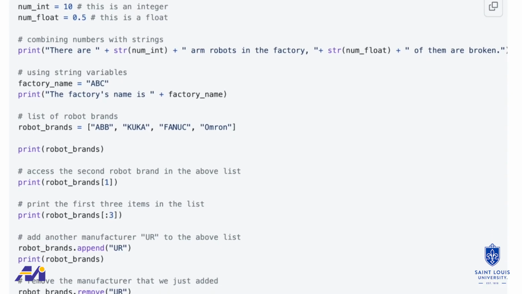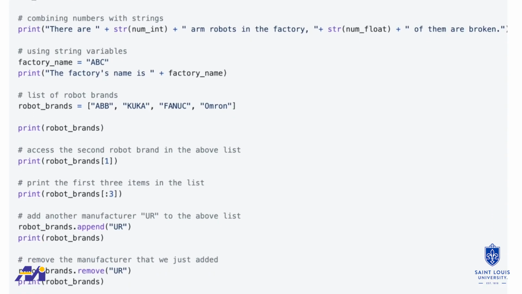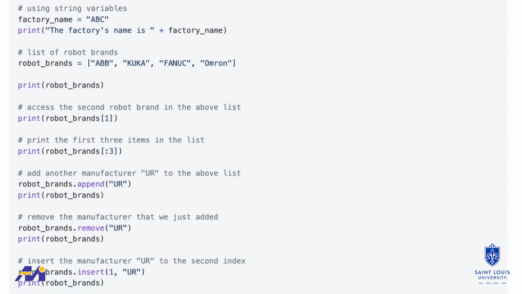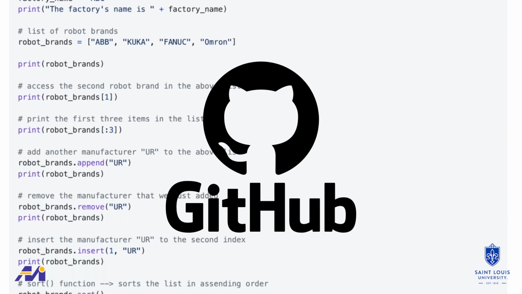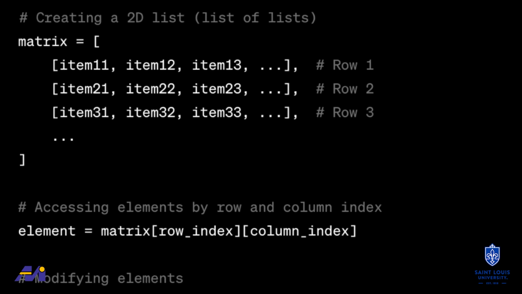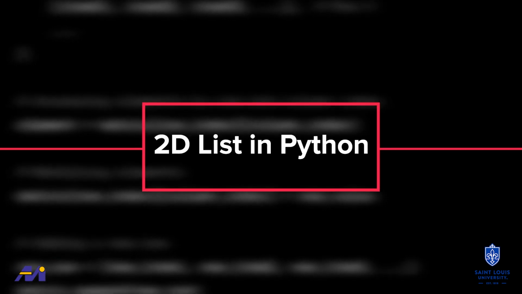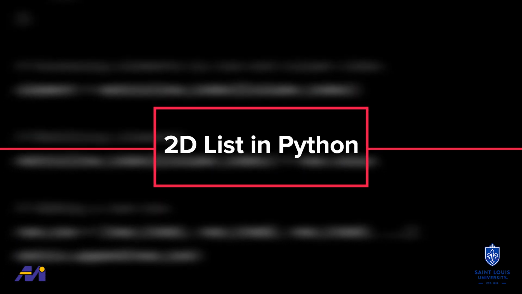Lists are a very powerful data structure, and they can be used to store a wide variety of data. You can access the whole code that I wrote here in the GitHub page of the lesson. The lists that we talked about here are all one-dimensional lists, but in Python we can also create 2D lists. That is the topic of the next section.